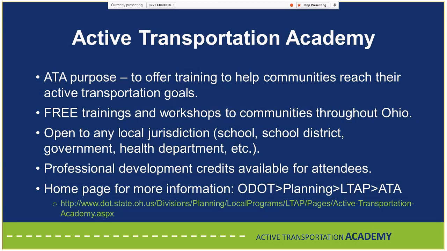So if you're a school district, a local government, health department, any related group like that can apply and get a training. And there's also professional development credits available for attendees. So there's a couple different ways here to get to the home page to see what courses there are and how to apply. If you go to ODOT's main page under Planning, under LTAP, there's the Active Transportation Academy, and then there's the hyperlink on there also for you.